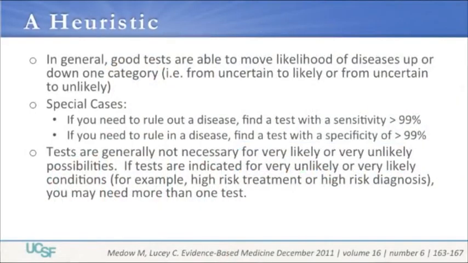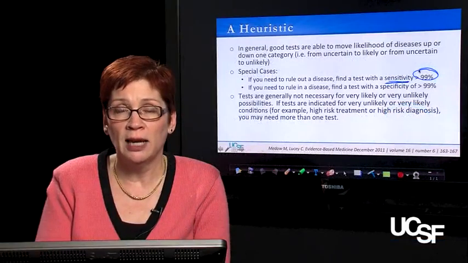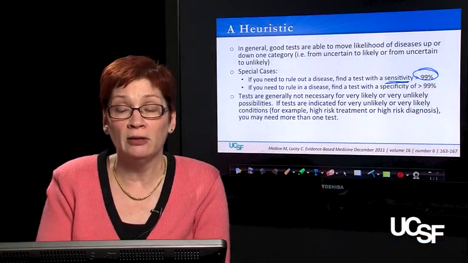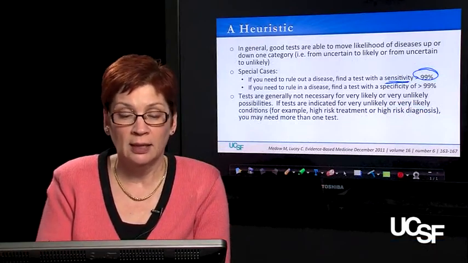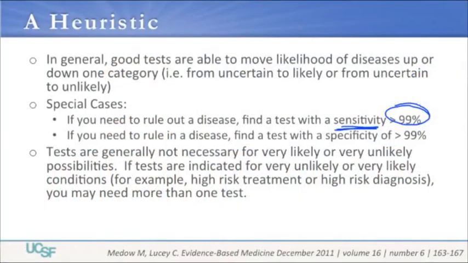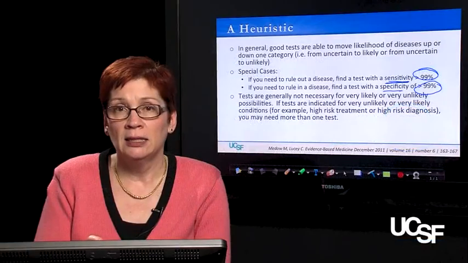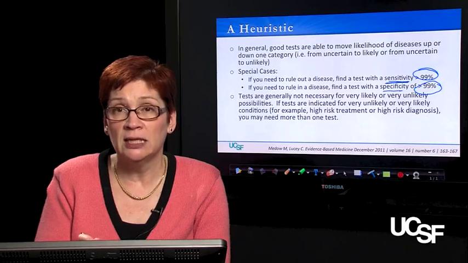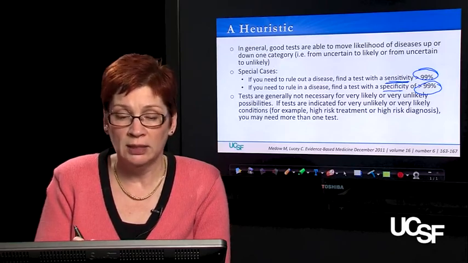If you really need to rule out a disease regardless of what the pretest probability is, you need to find a test that has a sensitivity of greater than 99%. Anything short of that will not allow you to definitively rule out that disease with a single test. And if you need to really rule in a disease, you need to find a test with a specificity of greater than 99%. If the test has a lower specificity than that, you're not really going to be able to rule it in with simply one test.